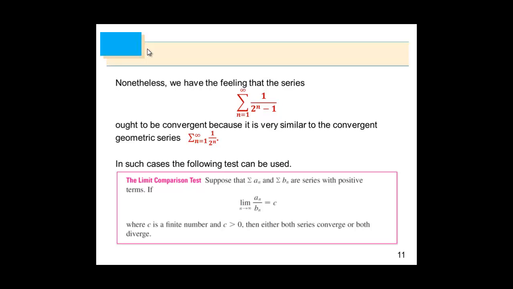Am I making sense? So in order to determine whether this series is convergent or divergent, here's what we are going to do. Our guess is that it's convergent, so we are going to use a convergent series, take the ratio of the corresponding terms, and take the limit. Well, in this case, we are obviously going to use the same geometric series. We know it's convergent. Let's take the ratio of this and this. Let's take the ratio and take the limit and see if we get something bigger than 0.